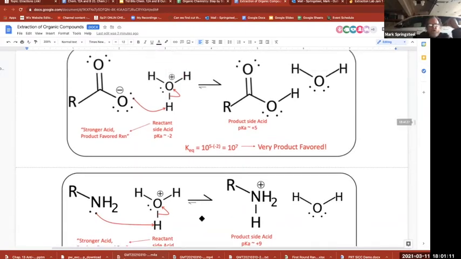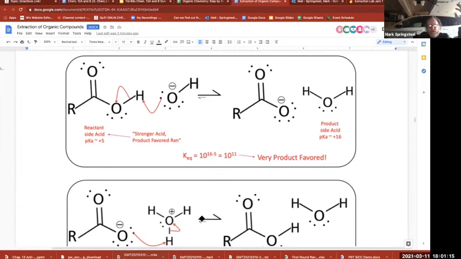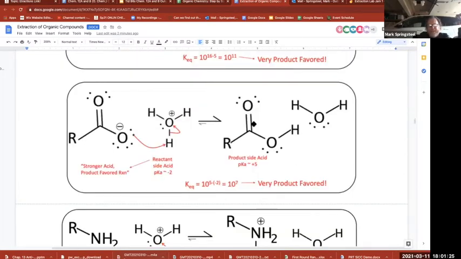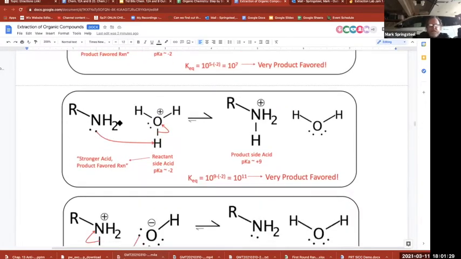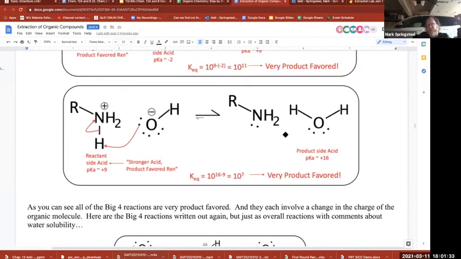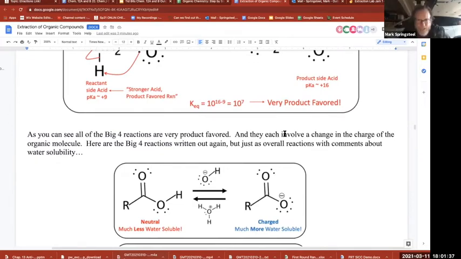So there's four big reactions. I mentioned that in the solubility lab. Here's the two: a carboxylic acid to a carboxylate, and then a carboxylate back to a carboxylic acid. And then the other one is an amine to an ammonium, and then an ammonium back to an amine.